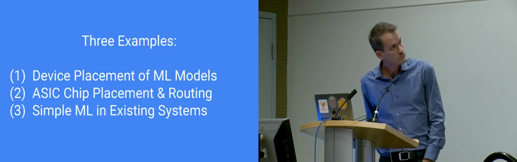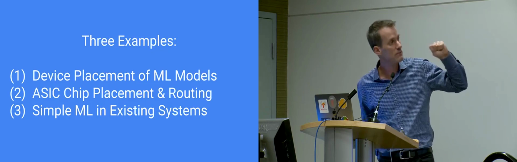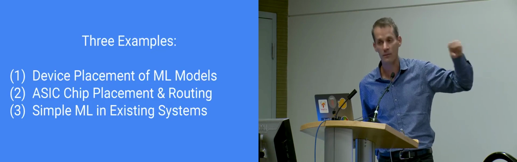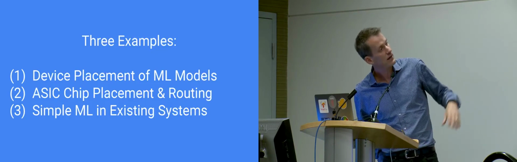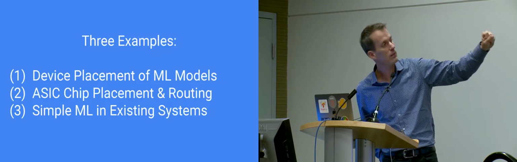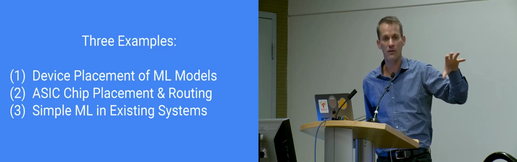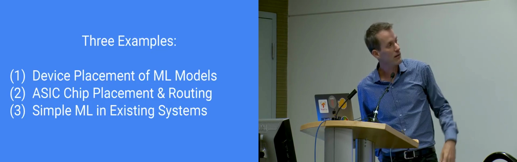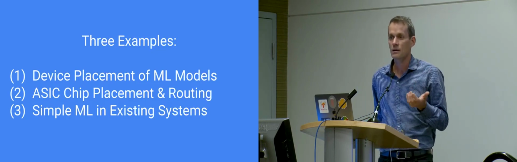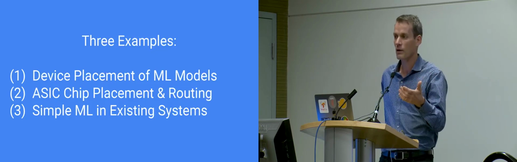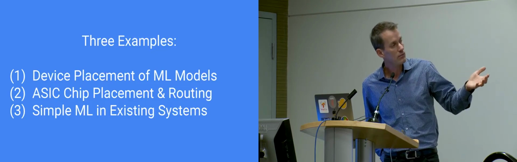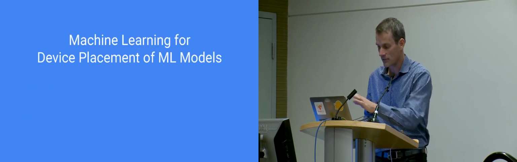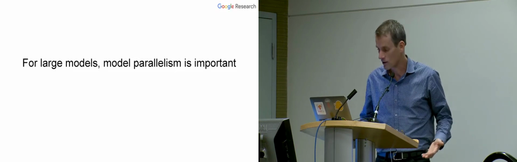So I'm going to give 3 examples. One is a progression of work we've been doing in how you do automated device placement, where you spread the computation of a machine learning model across many different devices. Then if you squint at that problem right and imagine you're trying to place on the surface area of an ASIC wafer, that leads to the second thing I'll talk about. And the third is, if you want to deploy learning in traditional systems, how can you make that as easy as possible? Okay, so machine learning for device placement of ML models. We've been doing work in this space for a little while.